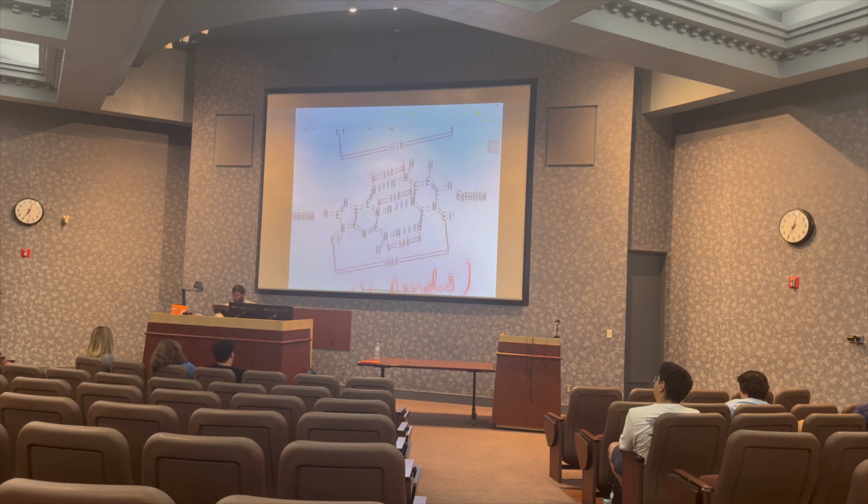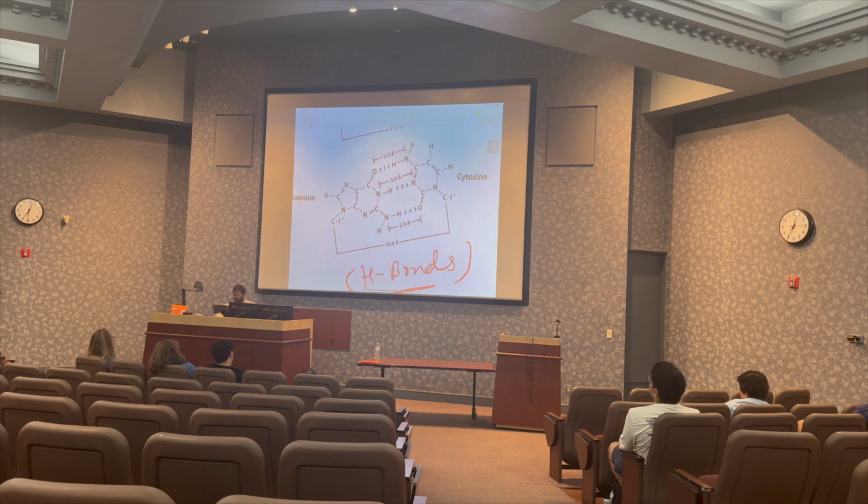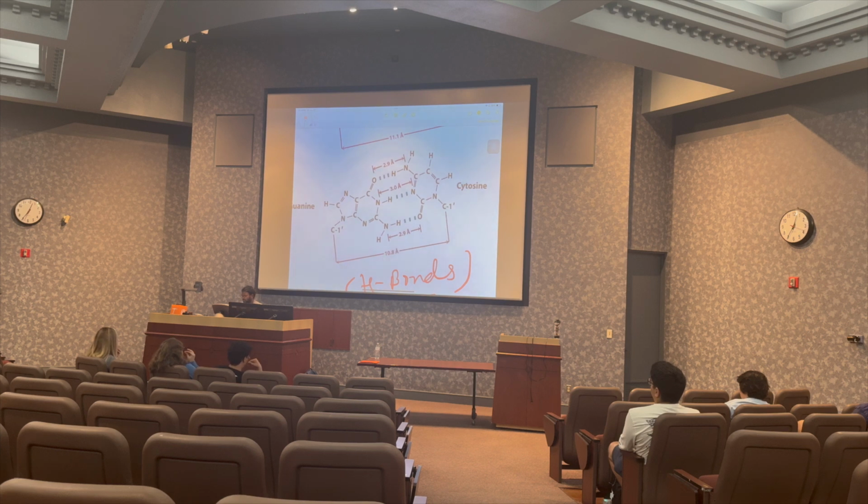Anyway, let's see the three hydrogen bonds between guanine and cytosine. Do you still remember those structures? Guanine is 4 amino 2 oxy purine, and cytosine is the opposite.